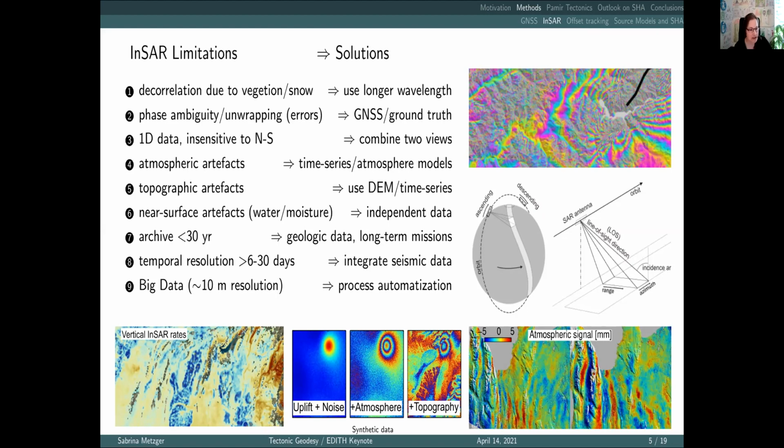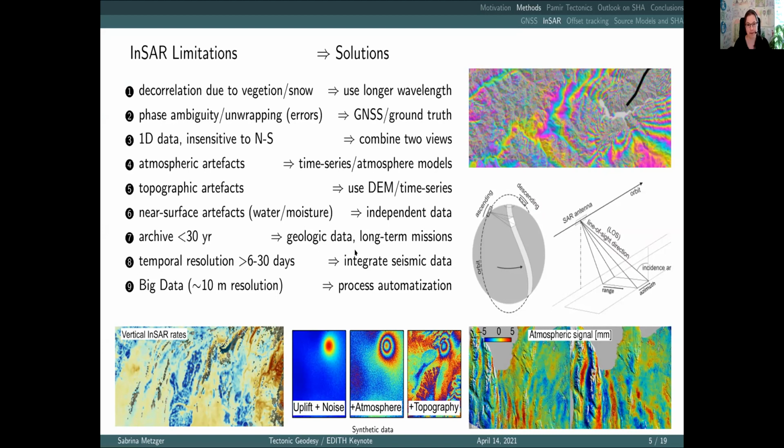And then I also mentioned that we are collecting big data now. So we're talking about 10 meters of resolution every 6 days. So we have to have a way to automatically process the data in order to really extract the scientifically interesting parts of it.